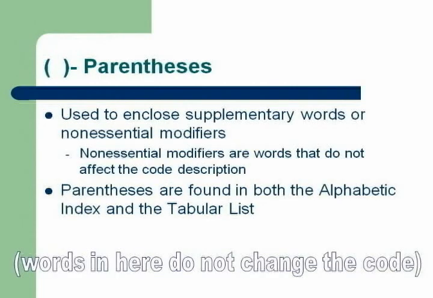Parentheses are found in both Volume 1, the tabular list, and Volume 2, the alphabetic index. The parentheses include supplementary words or non-essential modifiers. These non-essential modifiers do not affect the code description. It is important to always read the words in parentheses.